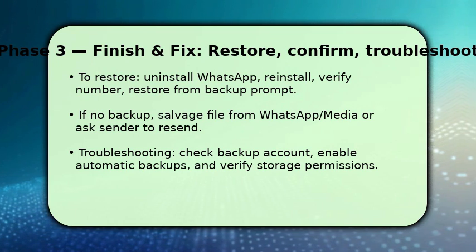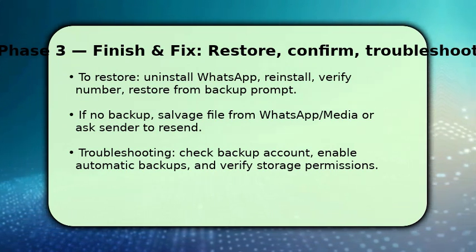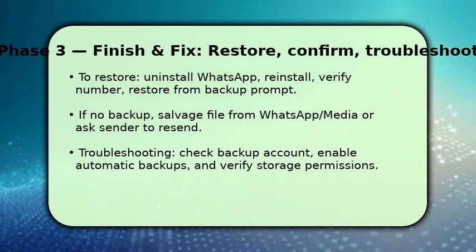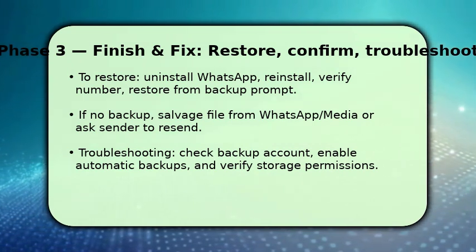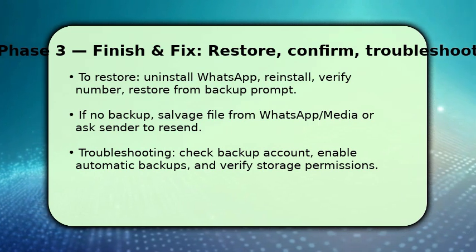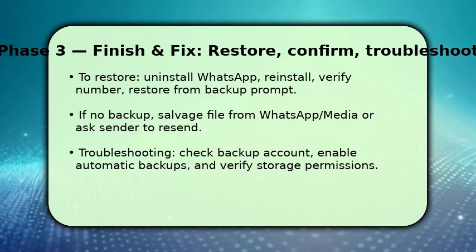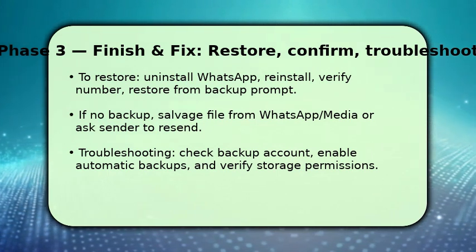If there's no suitable backup, you finish by retrieving the copied file from WhatsApp/media or asking the sender to resend the image. If something goes wrong, make sure your backup account is correct, automatic backups are enabled, and WhatsApp has storage permissions. This single check often fixes recovery failures.